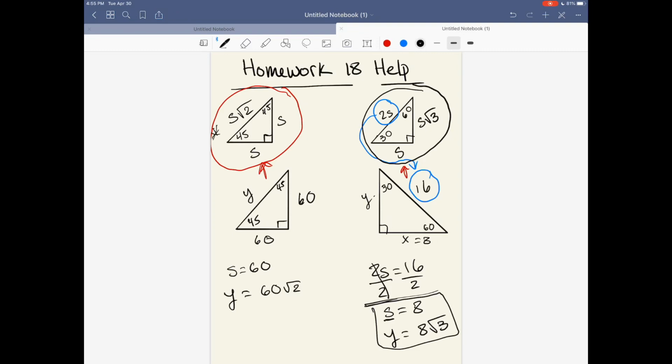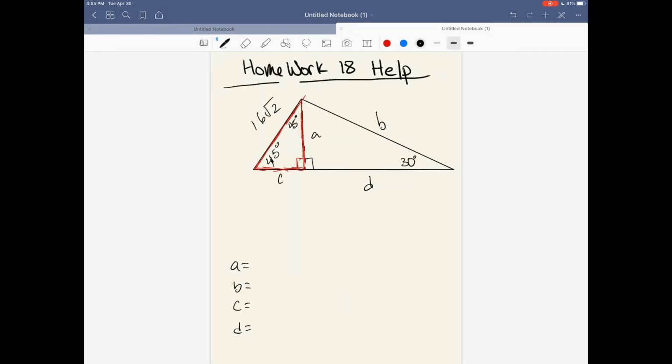Okay, so if we scroll back to our 45, 45, 90, right over here, we can tell that the 2 legs are congruent, right? The 2 legs are S, both of them. And then the hypotenuse is S square root of 2. So right here, we know that 16 times the square root of 2 is S square root of 2. So let me just write that down here. S square root of 2 is equal to 16 square root of 2.